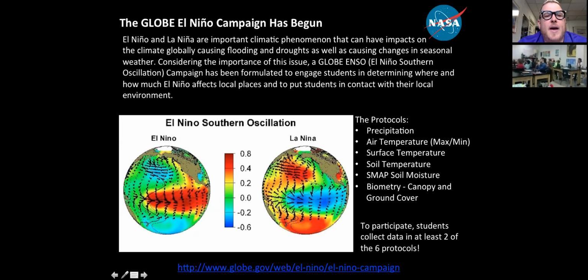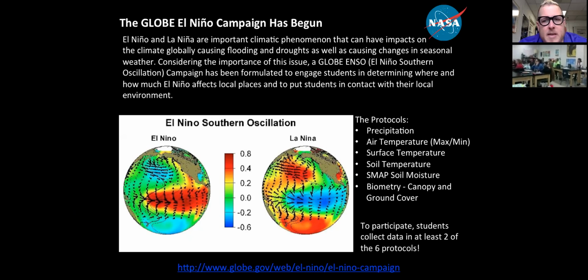But in order to understand how El Niño is affecting a local environment, we can take measurements via some of the GLOBE protocols. We have teachers and students taking measurements in these protocols: precipitation, air temperature, surface temperature, soil temperature, SMAP, and biometry, canopy, and ground cover. And I know, as I heard earlier from your teacher, you guys are taking a bunch of these measurements now. By doing that, you're actually participating in the GLOBE El Niño campaign, because we require the students to collect data from at least 2 of these protocols. We do that because, in order to really see how El Niño is affecting the globe, it's good to compare at least 2 protocols.